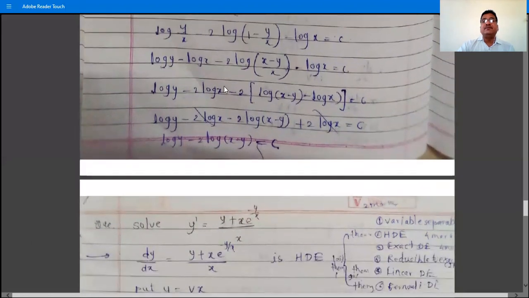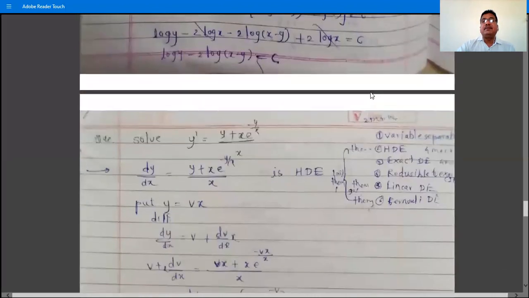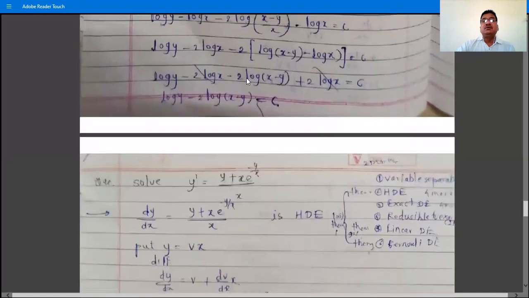Log y minus log x, and this minus log x becomes minus 2 times log x, minus 2 log(a by b) by the rule log a minus log b. And then log y minus 2 log x minus 2 log(x minus y), minus minus becomes plus 2 log x, is equal to constant. And minus 2 log x and plus 2 log x get cancelled. So we have log y minus 2 log(x minus y) is equal to constant. So this is the final answer.